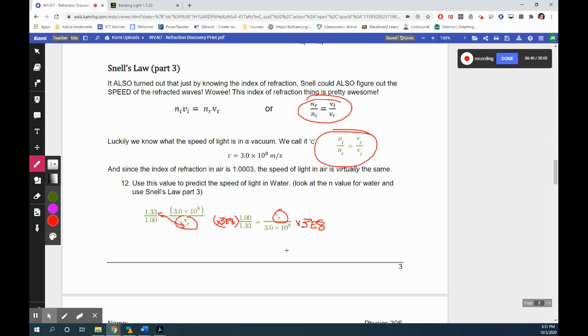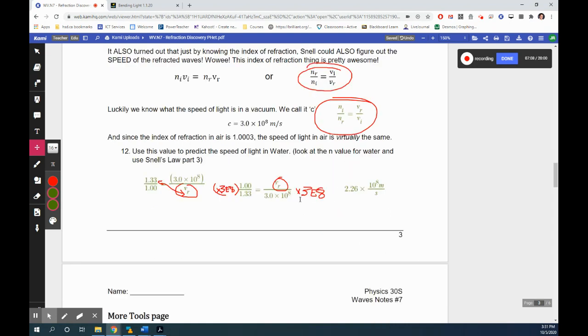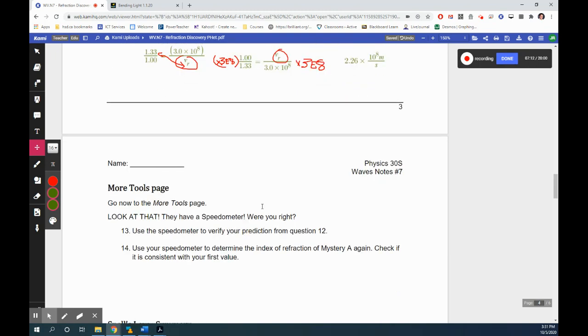And so when you do this, you get 3 times 10 to the 8 divided by 1.33. And what you get is 2.26 times 10 to the 8. And this is in meters per second. Okay, that's just how it is. All right, and so this is our final answer. We've predicted the speed of light in water. This is significantly less. It's still very fast, but it's a lot less than the speed of light.